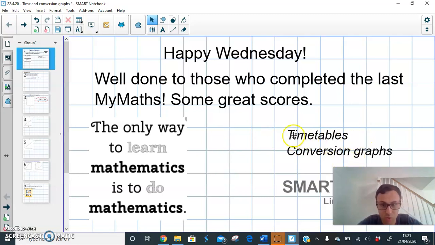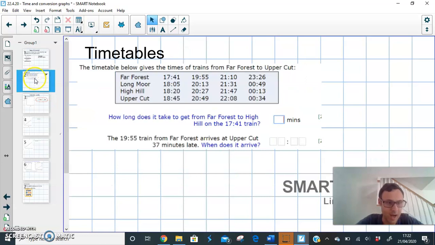Now, timetables you will have done in Year 4. We did a bit last year, so that's sort of revisiting for you. Conversion graphs is something new. We haven't looked at those specifically, but I think you will find it pretty easy. Now, timetables then, just really quickly whizzing over this.